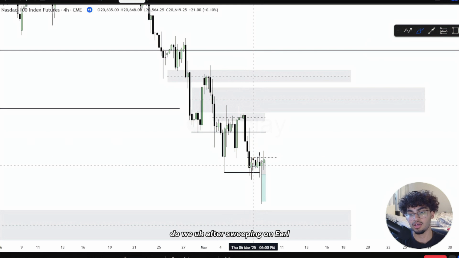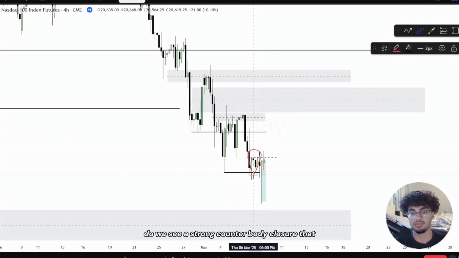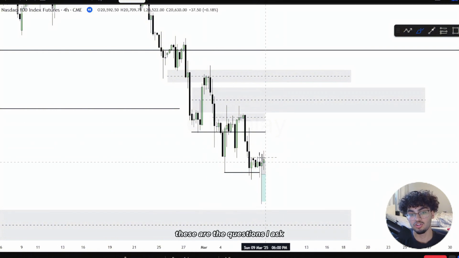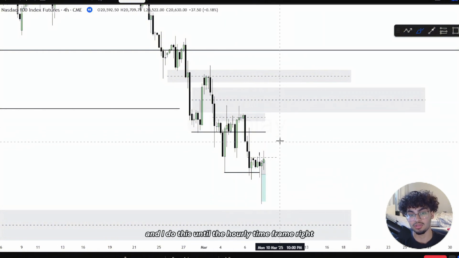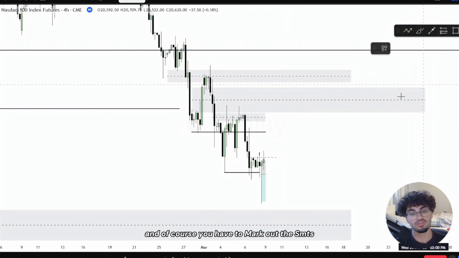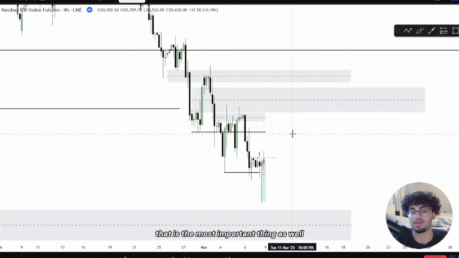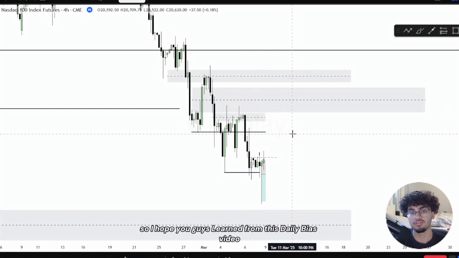Do we, after sweeping an ERL, see a strong candle body closure that indicates that we might go into the IRL? These are the questions I ask, and I do this until the hourly time frame, right? And of course, you have to mark out the SMTs. If there is an SMT, that is the most important thing as well. So I hope you guys learned from this daily bias video, and you can apply this for yourselves.